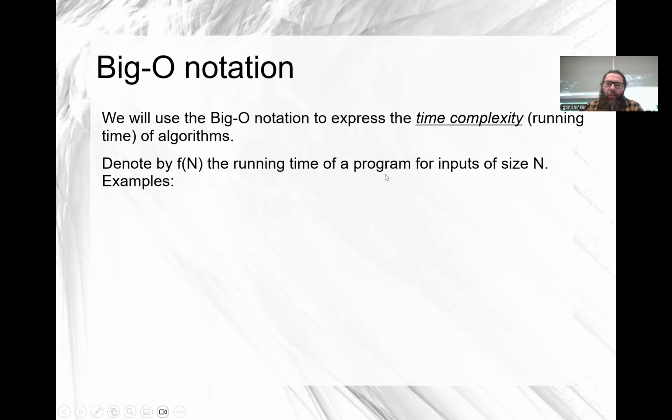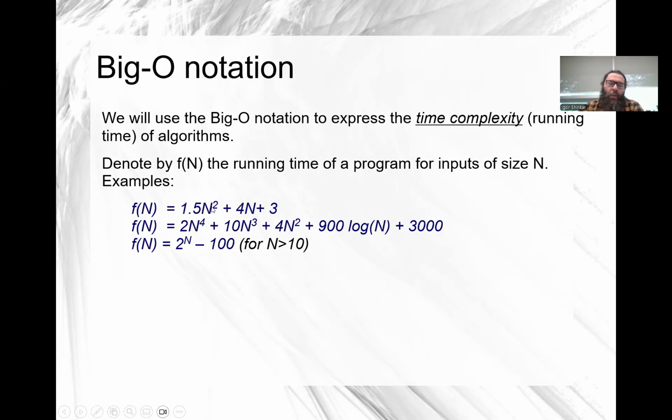Suppose we have an input of length n, and f(n) is our running time. Maybe for multiplication of two numbers, the running time is 1.5n squared plus 4n plus 3. And maybe for another problem, it's 2 times n to the 4 plus 10n cubed plus some other terms. Or maybe there's another problem that takes exponential time in n. And it's kind of annoying to say that the running time is this really long expression.